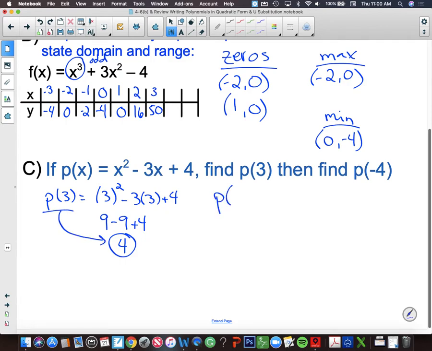P of -4. Here's where you got to be careful, and you got to make sure you use those parentheses. Even in your calculator, make sure you're using parentheses, because if you don't, you're going to have an error.